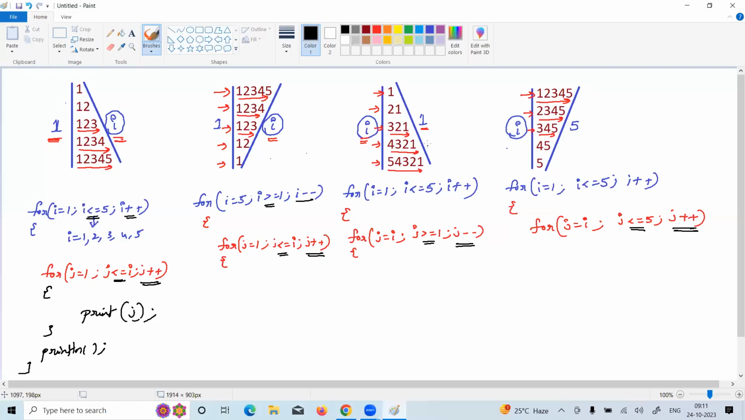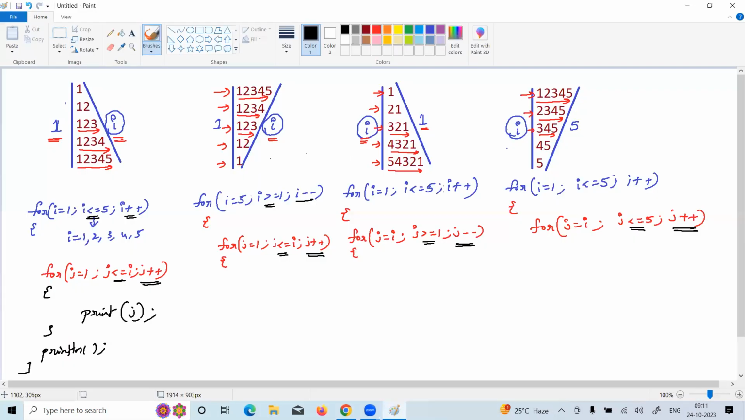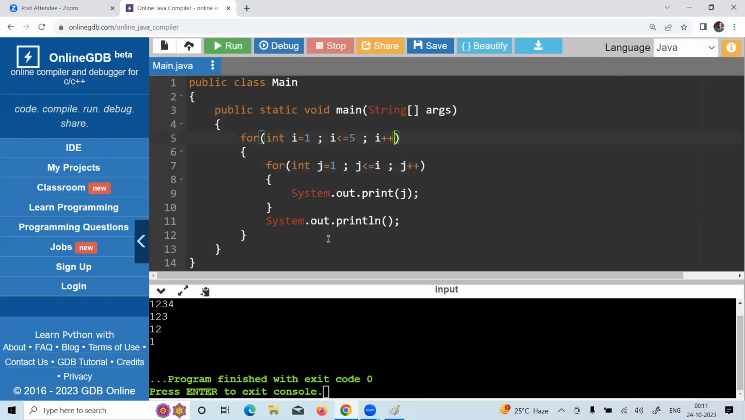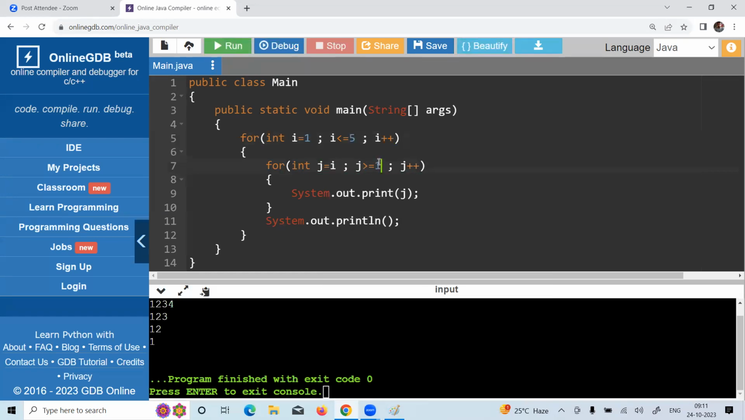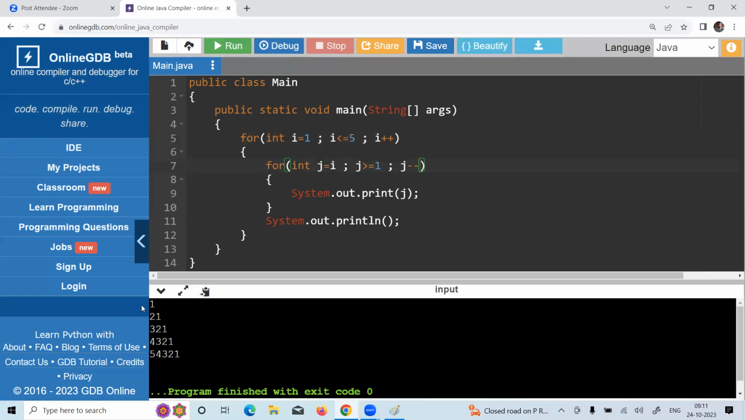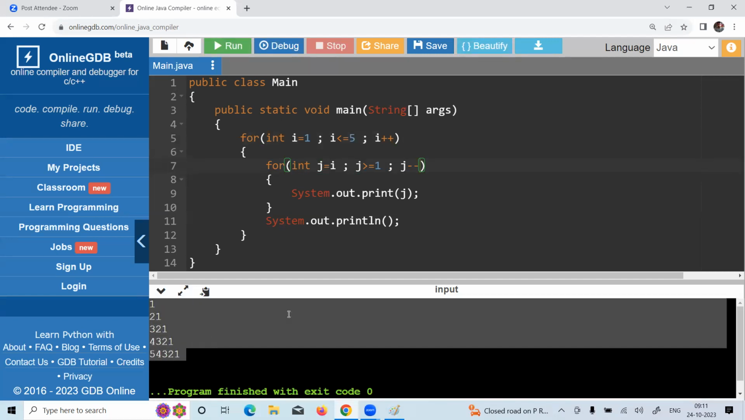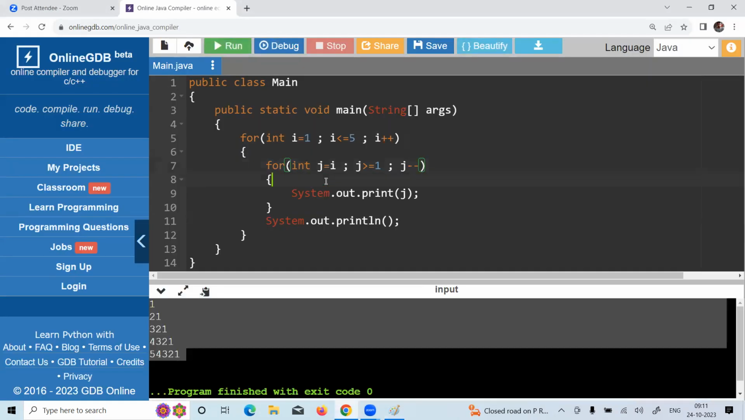Now here it is 1, 2, 3, 4, 5. So I value as usual starting from 1, less than or equals to 5, I plus plus. Inner loop I to 1: J equals to I, J greater than or equals to 1, J minus minus. So look at the third one output: 1, 2, 1, 3, 2, 1, 4, 3, 2, 1, 5, 4, 3, 2, 1. This is how you need to define the code.